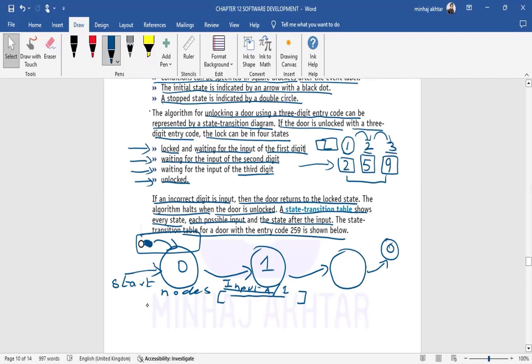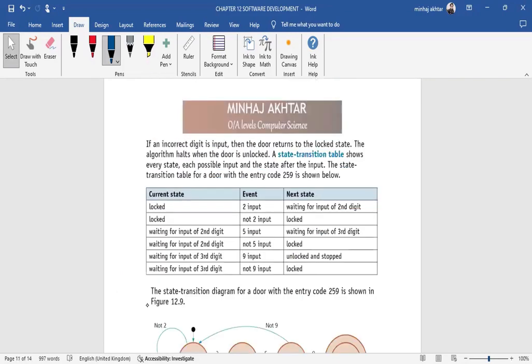Look, first we have a table here. If an incorrect digit is input, then the door returns to the locked state. We know this thing, right? And the code is 259. Let's see. Current state. What is the current state of the door? It is locked. What is the first digit? What is the code? 2. 259. So what do we have to input?